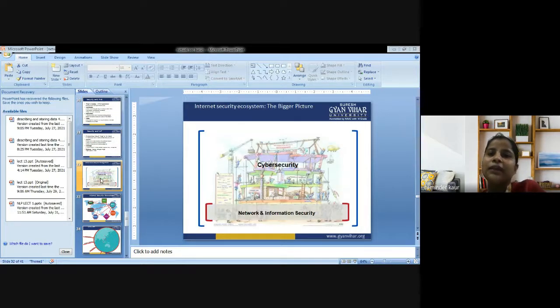So this is the internet security ecosystem, the bigger picture of what is happening nowadays. Cyber security, network and information security, because nowadays more and more cyber attacks are being performed. So this is the huge and large picture for cyber security, that is internet security or web security. We are supposed to deal with the same. It is a huge problem that is adding more and more problems to networking.